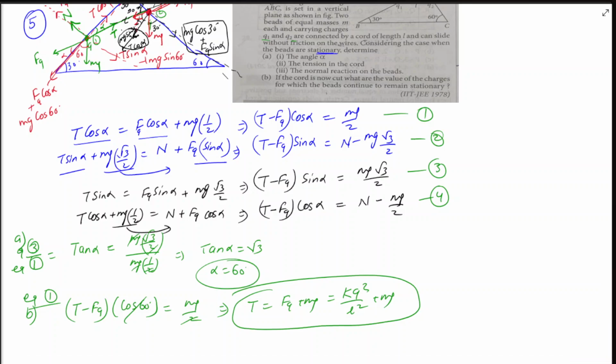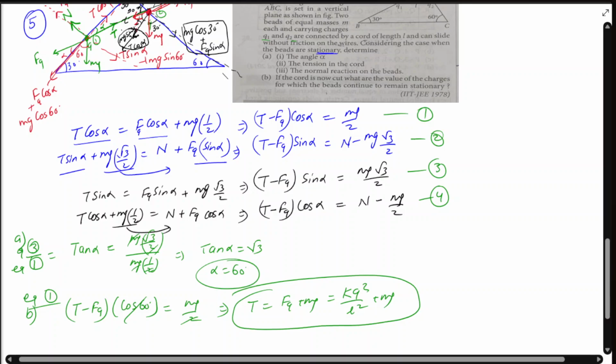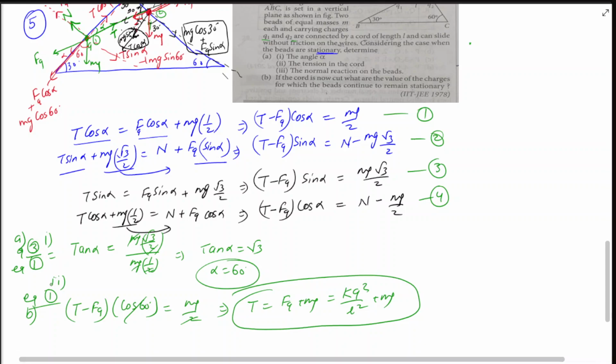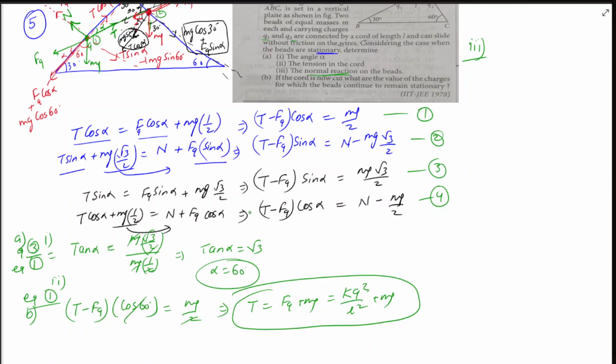Third, okay, so the C part I'm writing here. It's the first A, it's the first B, and it's the third part of A. We have to find the normal reaction. It's again easy. We can use equation 4, right? So let's directly move on to the B part.